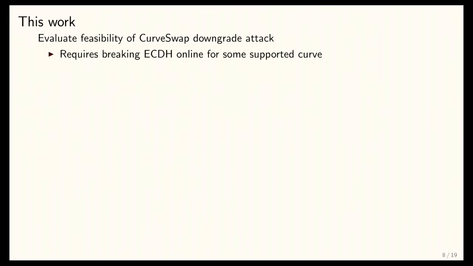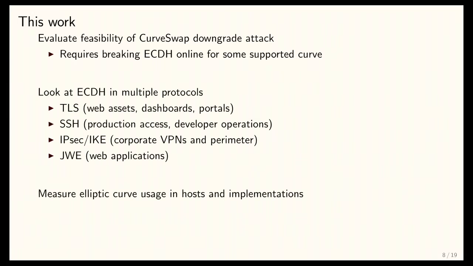Great. So in this work, we wanted to evaluate the practical feasibility of the CurveSwap attack in the wild. Remember, this requires us to be able to break ECDH for some curve that's supported by both clients and servers. So we looked at ECDH in multiple protocols: TLS, which is used for web assets, dashboards, and portals; SSH, which you might use for production access or developer operations; IPsec, which is used for VPN services; and JWE for web applications.